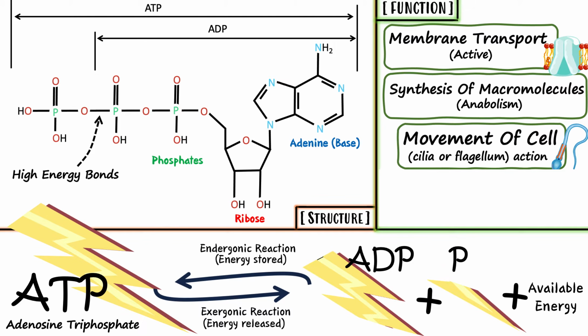Third, movement of a cell. For example, some of our cells, like the sperm, have a flagellum, a little tail, and that's going to do all the swimming. Think about it. Have you ever tried swimming? Damn, it's hard. You need energy. It takes effort, right? The same way here, it doesn't just happen for free. So we need ATP. So ATP will be there.